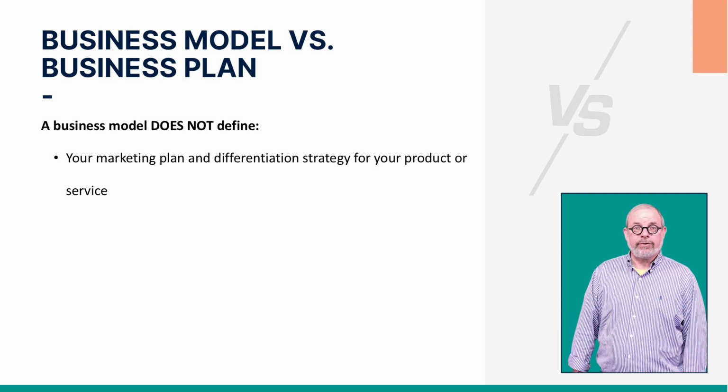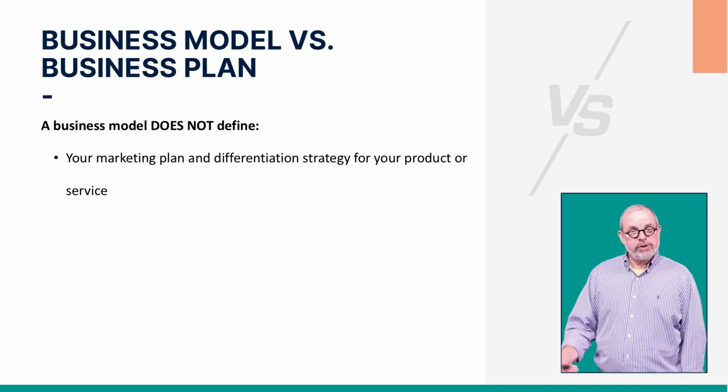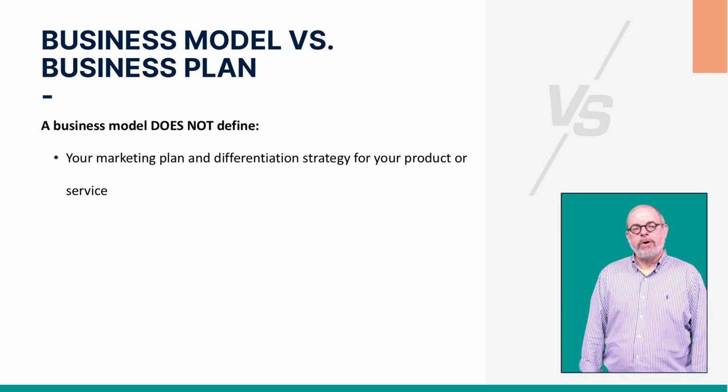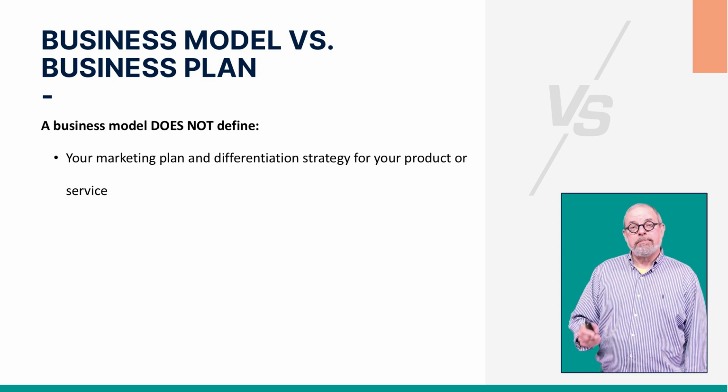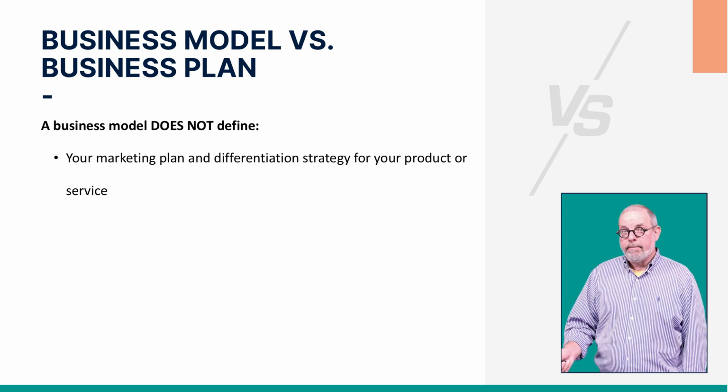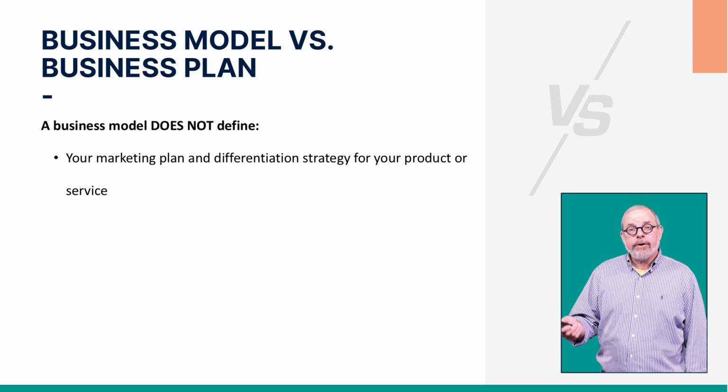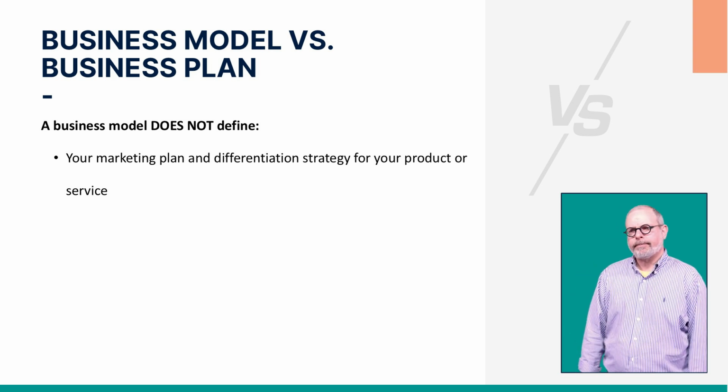Because we all know there's 10, 15, 20, 30 salsas when we go to some of our local markets, whether they're an outdoor market or a supermarket or store. There are so many salsas in New Mexico. And so one thing that your business model does not do, but that a business plan would do, is talk about how you're going to market and your differentiation strategy for that salsa, for example.